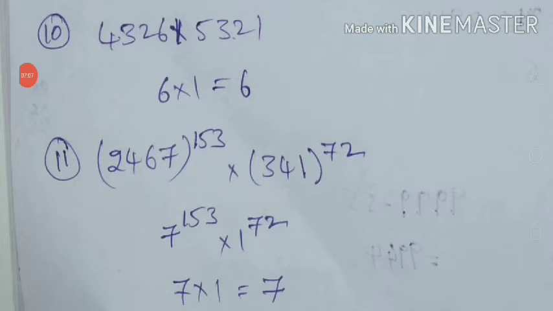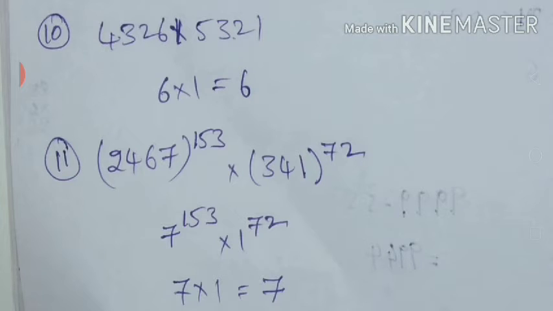Find the units digit in the product of 4326 into 5321. The unit digit numbers are 6 into 1. 6 ones are 6.